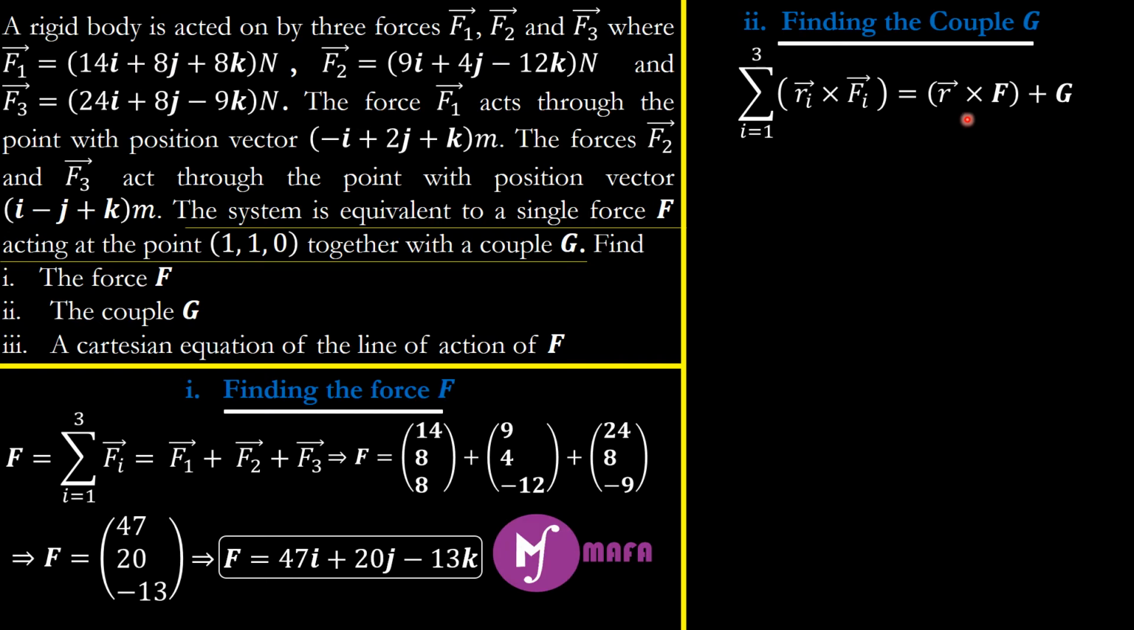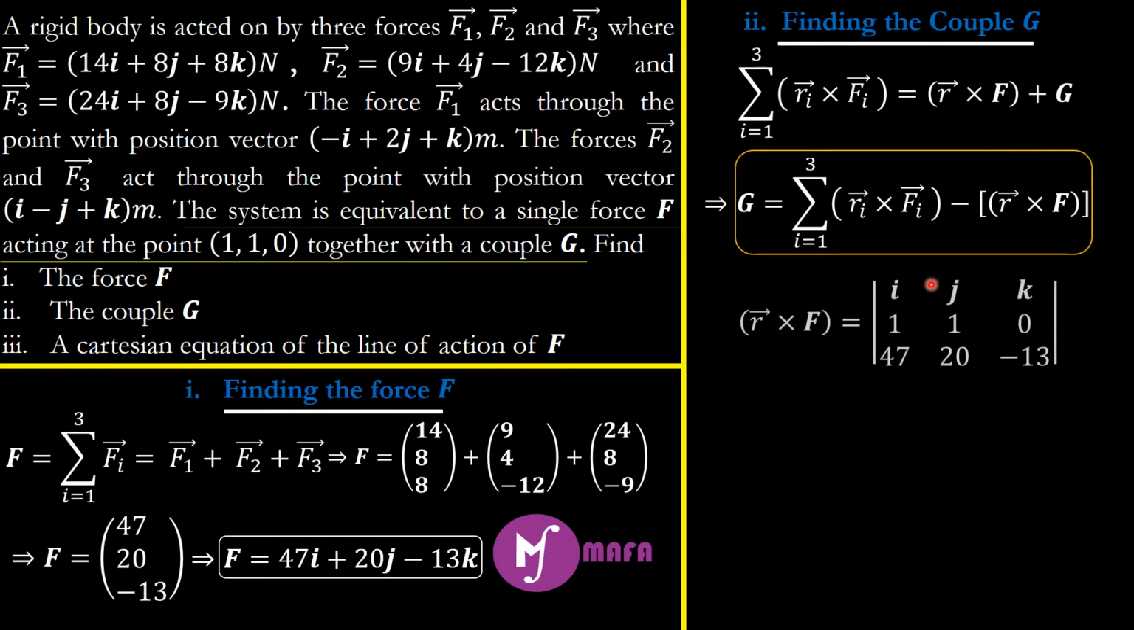Okay, so we have that the moments of the system is equal to the moments of the single force plus the couple G. So from there we can easily get our couple G, which is taking the moments of the system minus the moments of the single force. We are using this because it said the system reduces to a single force together with a couple. So the sum of moments of that system is not 0, and it is just equal to the couple alongside the moments of that single force. So we just need to find the missing terms.